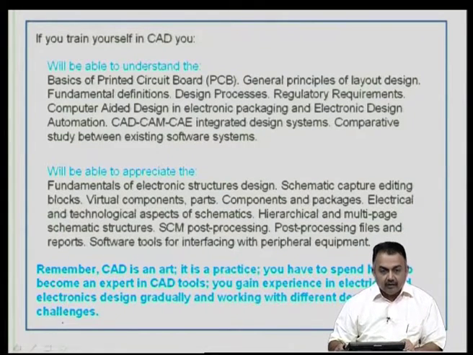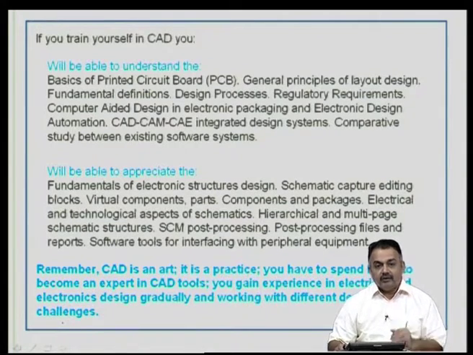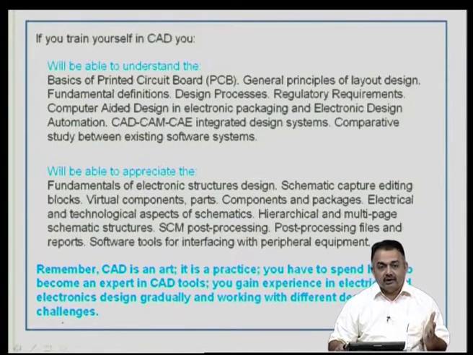And obviously when you work with CAD, you will be able to appreciate the difference between various software systems. A comparative study can easily come, because if you are going to work in CAD continuously, you may have the opportunity to work with 3 to 5 different software at different stages. I would like to mention here that you can migrate from one CAD software to the other very easily, because the basic principles are the same.